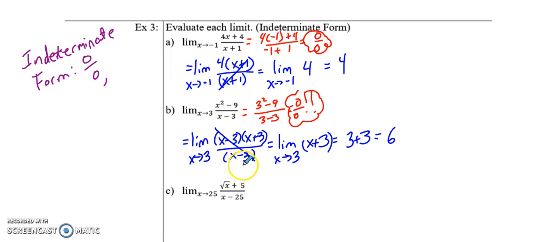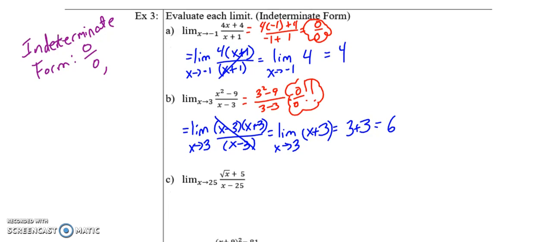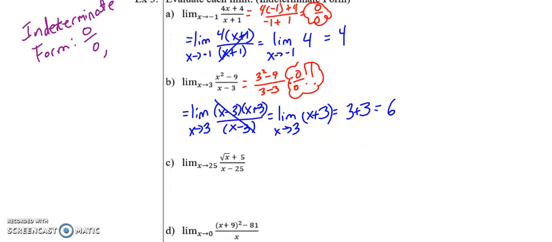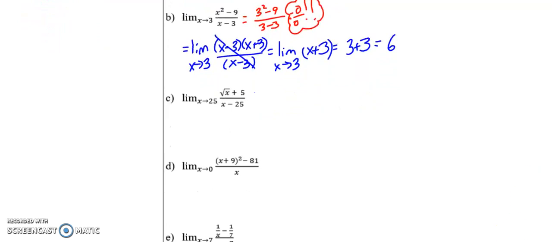Remember those removable discontinuities? That's what we have. That's what is actually going on here. So we end up with 6. What does that look like on a graph? A hole. Just like we saw the other day on the first part. So what do we do for these? Again, first start off with direct substitution.